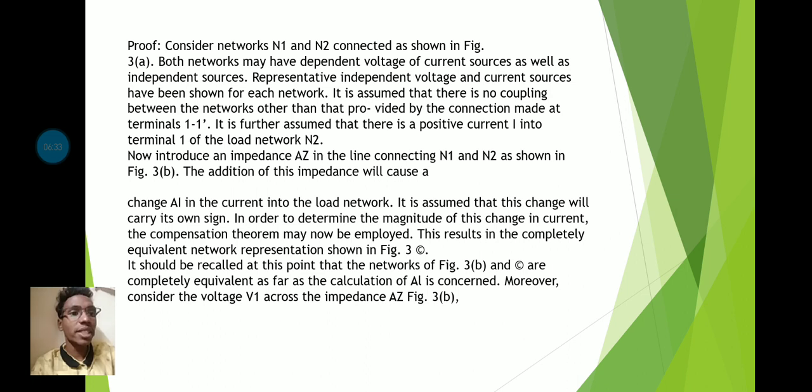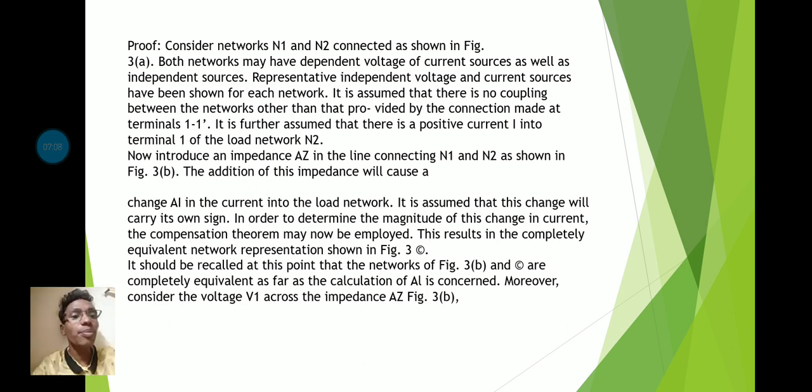Representative impedance, voltage and current source have been shown for each network. It is assumed that there is no coupling between the networks other than provided by the connection made at terminals 1-1'. It is further assumed that there is a positive current I into terminals 1-1' for load network N2. Now introduce an impedance ΔZ in the line connecting N1 and N2, as shown in figure 3b.